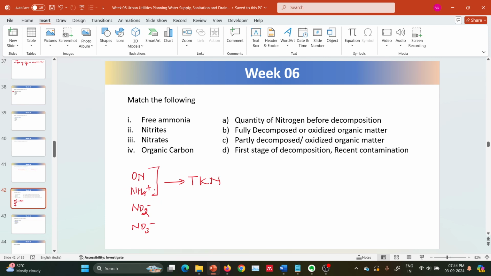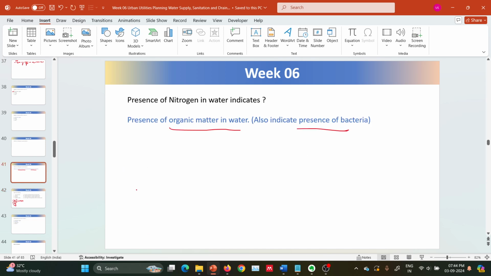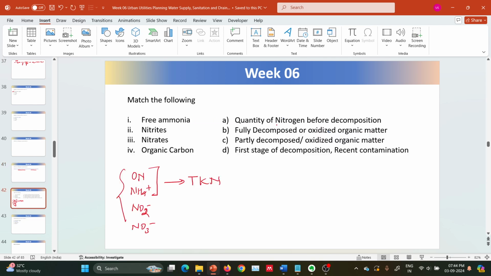So yeah, now let's see the question. We understood what nitrogen will indicate. Nitrogen will indicate the presence of organic matter and presence of bacteria. This is the oxidation state, which you will understand later in this question. So we have to solve this question. Free ammonia, what does it indicate? Nitrite, what does it indicate? Nitrate, what does it indicate?